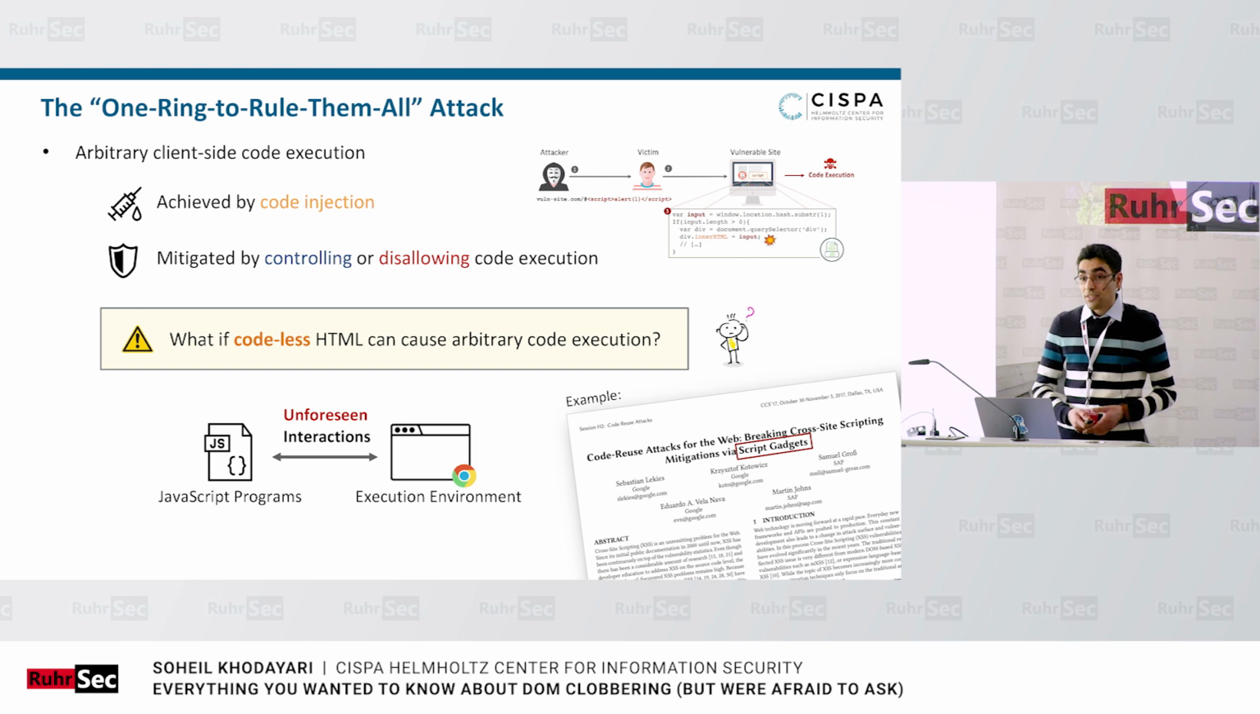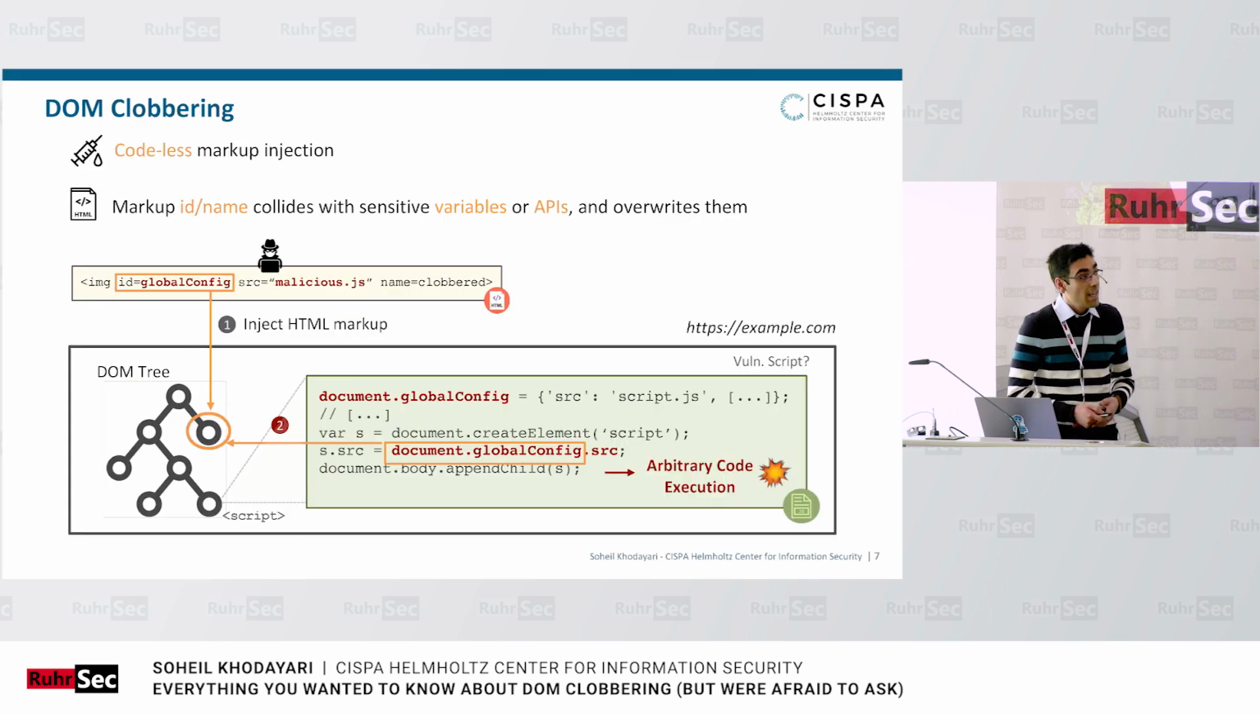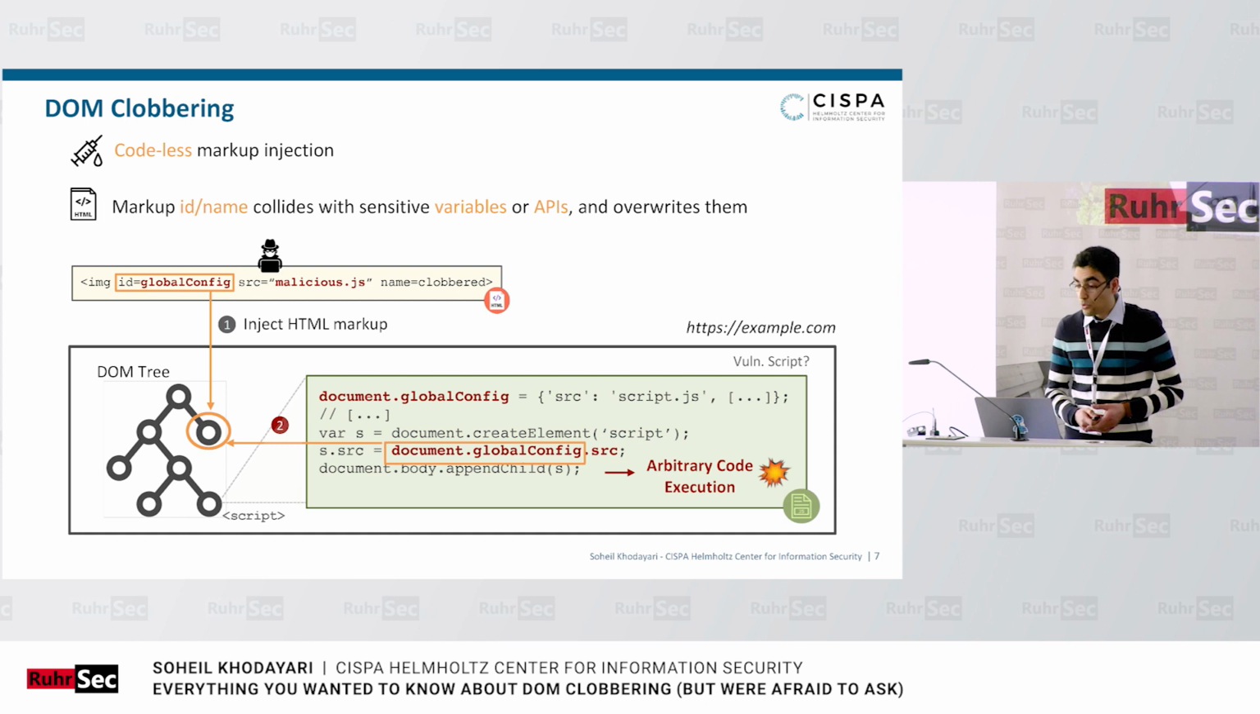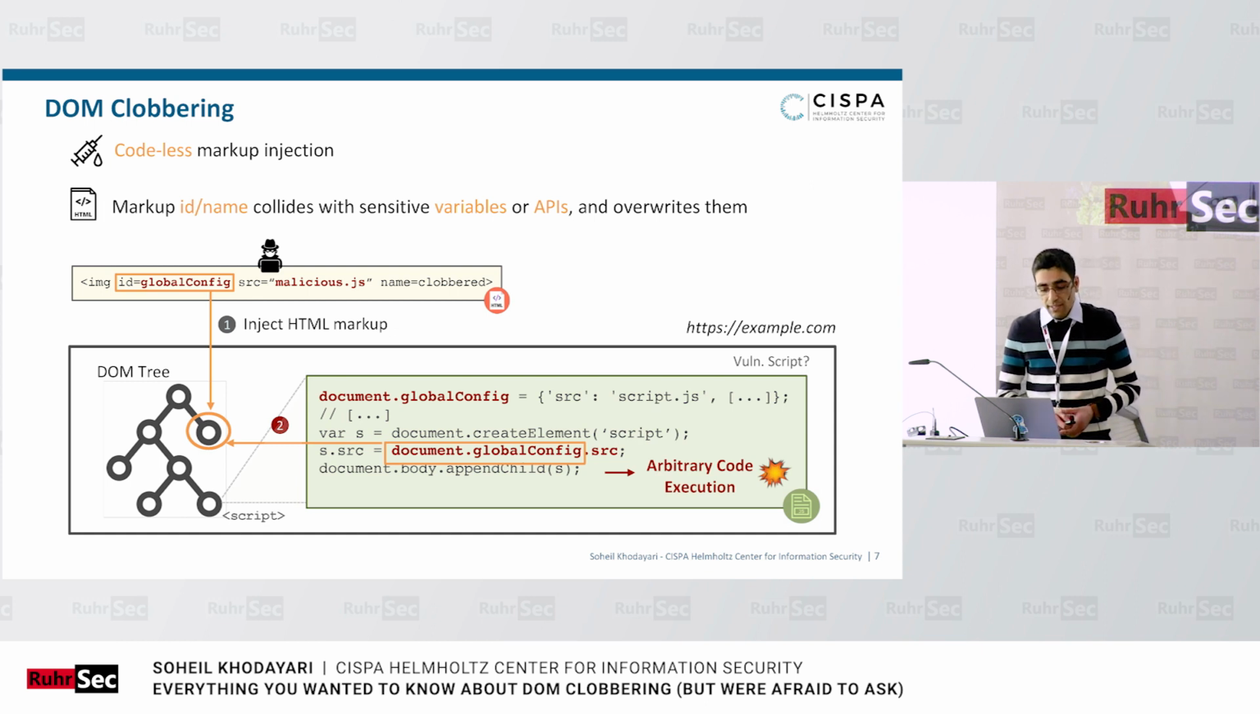And one of these unforeseen interactions is called DOM clobbering. Let me show you what that means through an example. Assume we have a web page, example.com, that contains this benign script. The developer assigns a constant object to a property called document.globalconfig. You see there a property src that contains this benign script, script.js. Then the developer creates a script tag and sets its src attribute to document.globalconfig.src, and finally adds it to the DOM tree.